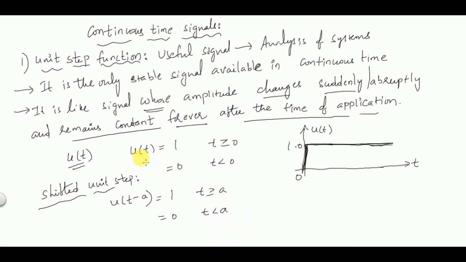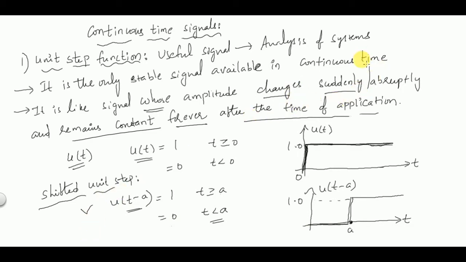That means instead of u of t starting at t equal to 0, this unit step function will start from a. For all values less than a, its value is 0. It looks something like this: if you take the instant a here, its amplitude is 1 from a, and for all values less than a, its amplitude is 0. This is called the shifted unit step function.